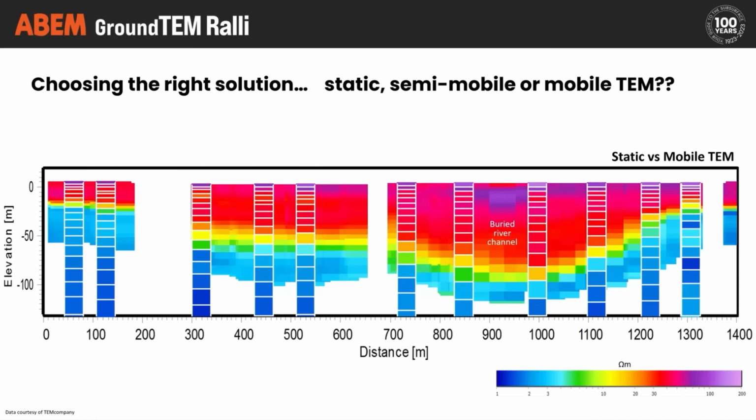So this is the comparison between a static TEM system and a mobile TEM system. Of course, the mobile TEM is being shown by the background data, the continuous profile. And then in front of that, we have the individual soundings from the static system. And unsurprisingly, they correlate incredibly well together. And so they should. They are the same systems, effectively.